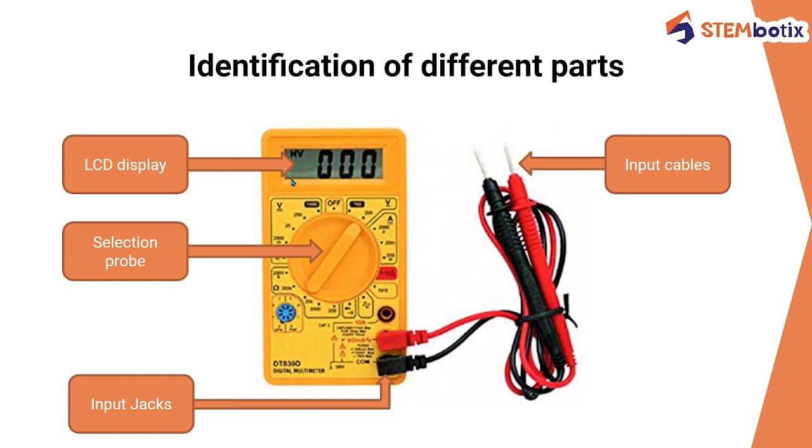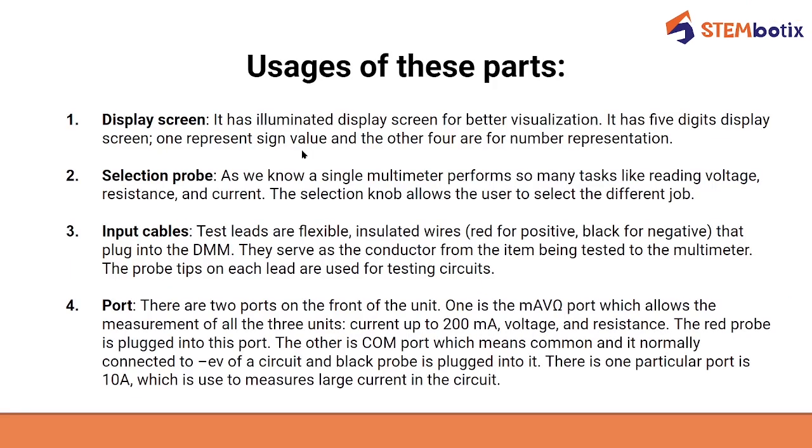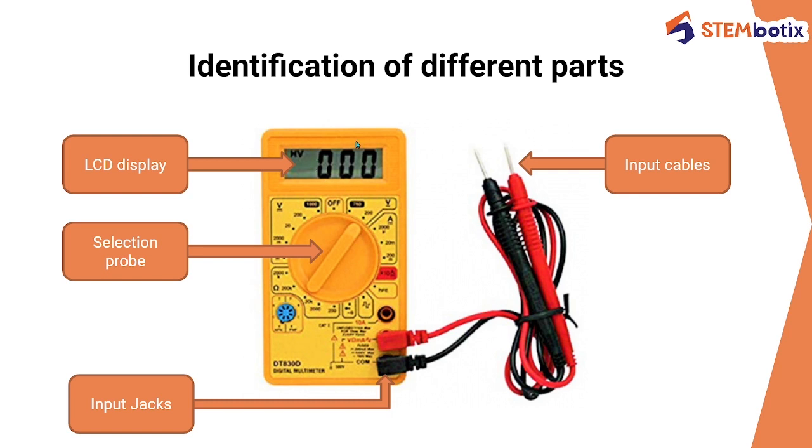And here the first segment stands for its sign, meaning whether it is positive or negative. So that is the sign value, and the latter 4 segments are there to display the output value, or you can say number.